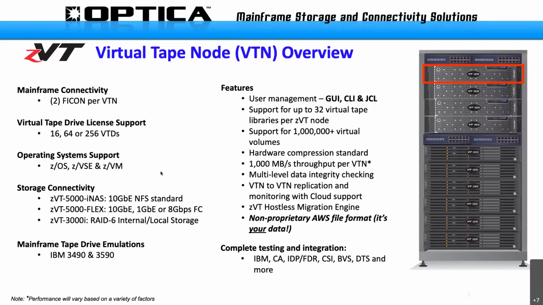The storage connectivity I just reviewed is going to vary by model. So the iNAS has the integrated 10 gig NFS intelligent storage in our system. The Flex model is your own storage, which can be 10 gig or 1 gig NFS, or 8 gig fiber channel. And then finally, the 3000i, of course, is internal RAID storage that we talked about. We emulate the 3490 or 3590 or both at the same time. So we're very flexible on drive emulation.